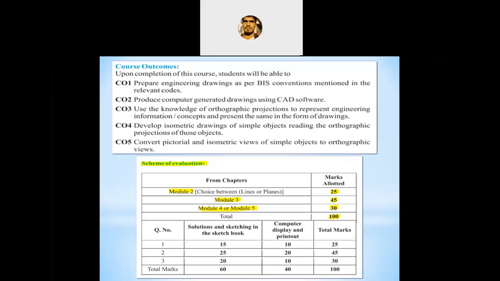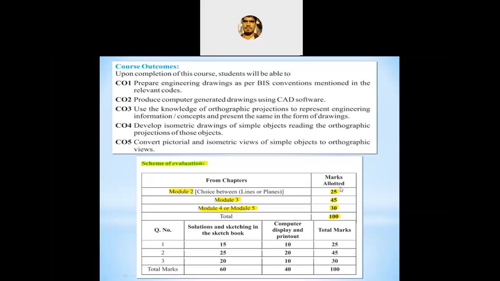Coming to the scheme of evaluation. What is the scheme of evaluation for the examination? Which modules you will have, how many marks, and what is the importance? I told you the first module is only for understanding purposes, it is not in the examination. Only the second module. In the second module you have a choice between lines and planes, which covers 25 marks. Yes, in the slide you can see module 2 has a choice of either line or plane. In that, you will get 25 marks for planes. If you attend the plane, don't worry about the line.